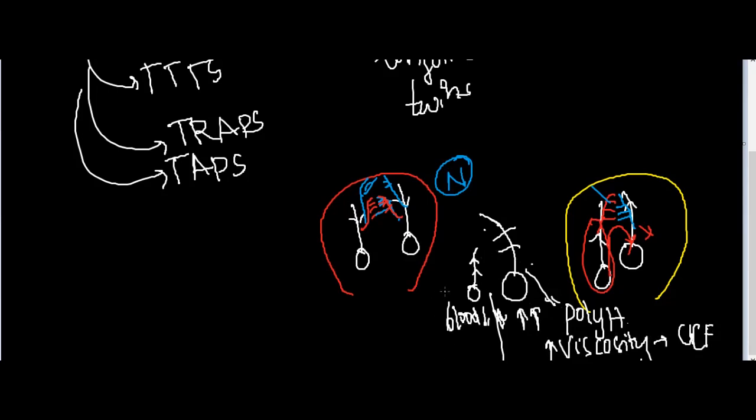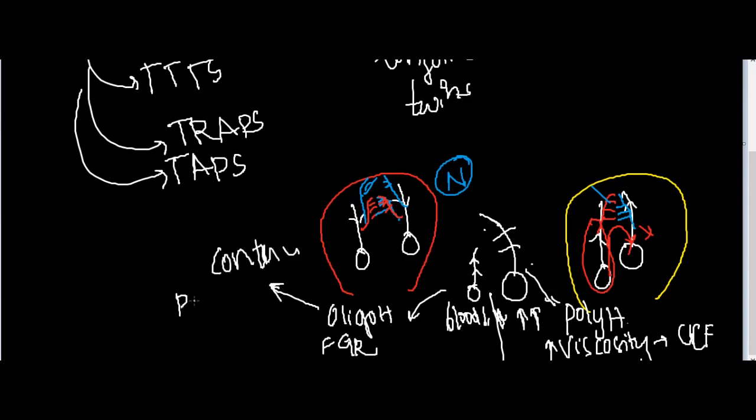Then what about the other twin? This other twin has become small now, right? All the nutrients, all the blood, all the oxygen it should receive, it is just sending to the other twin. So as a result, this twin will have oligohydramnios and fetal growth restriction, and because of oligohydramnios, complications like contractures or pulmonary hypoplasia are seen. Okay, so this is twin to twin transfusion syndrome.